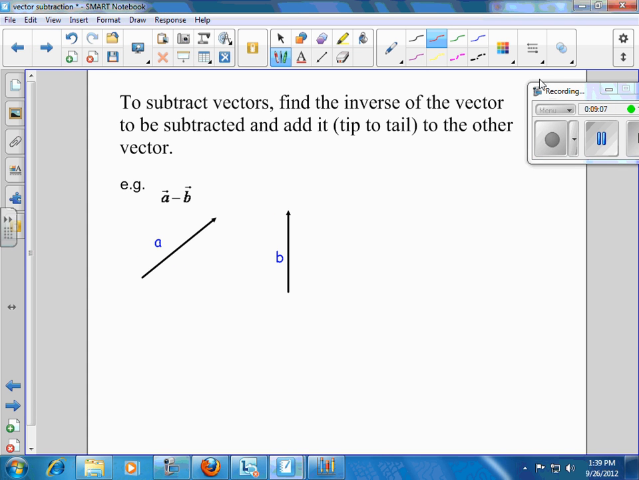Okay, so we've already talked about how to turn a regular subtraction question into an adding question. We add minus 6. We know how to find the opposite of a vector now. How do we subtract vectors? This is the key of the day. If there's one thing you're going to learn, it's this. To subtract vectors, find the inverse of the vector to be subtracted. In other words, flip it. And simply add it tip to tail to the other vector. Flip and add. That's all you got to do.